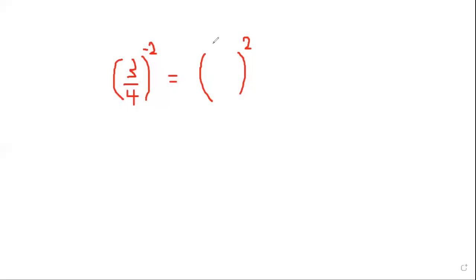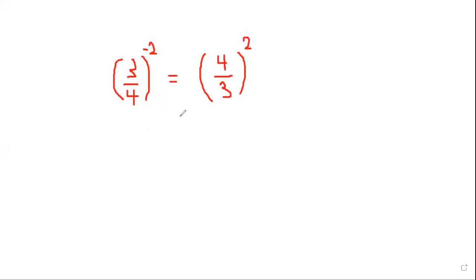How can we solve this? We're going to flip the fraction. So we have 3 over 4, all to the power of -2. Then it will be 4 over 3 to the power of 2. Okay, so once we want to change the exponent from negative into positive, we are going to flip the fraction.